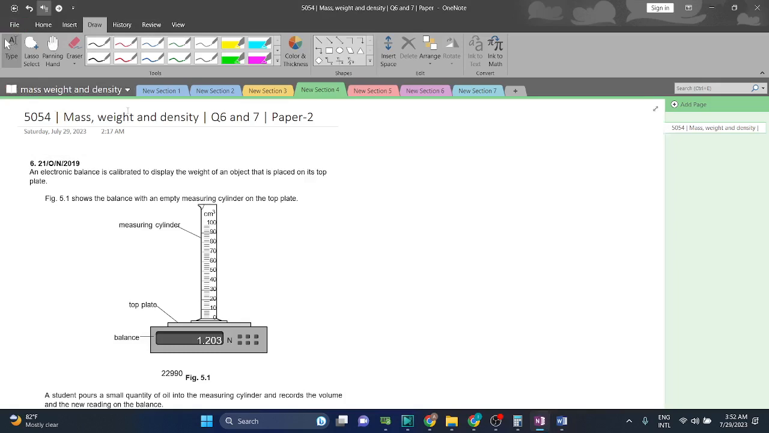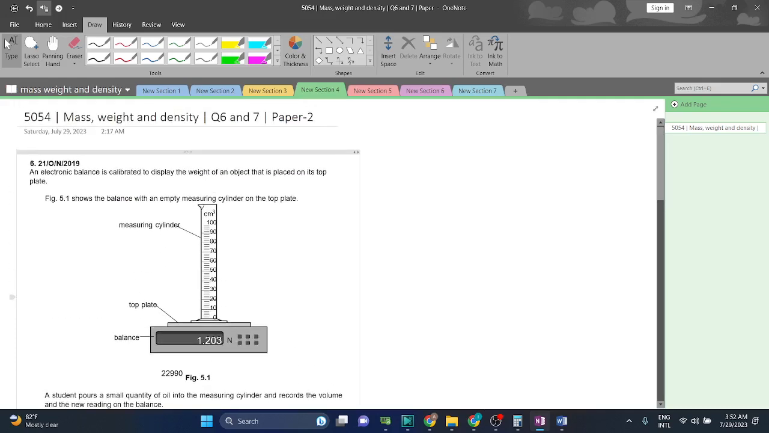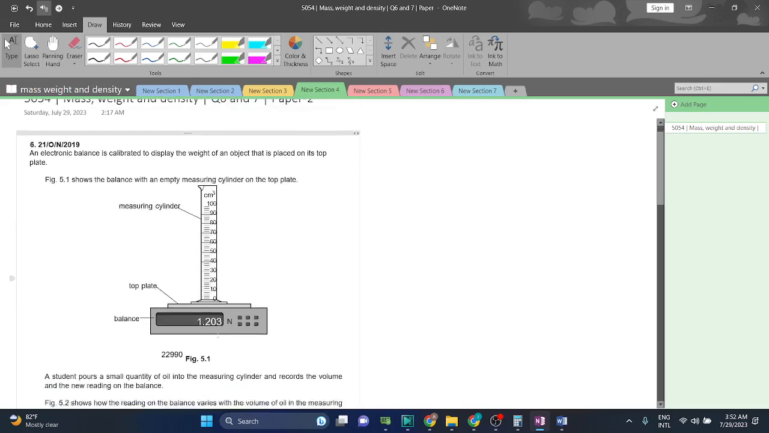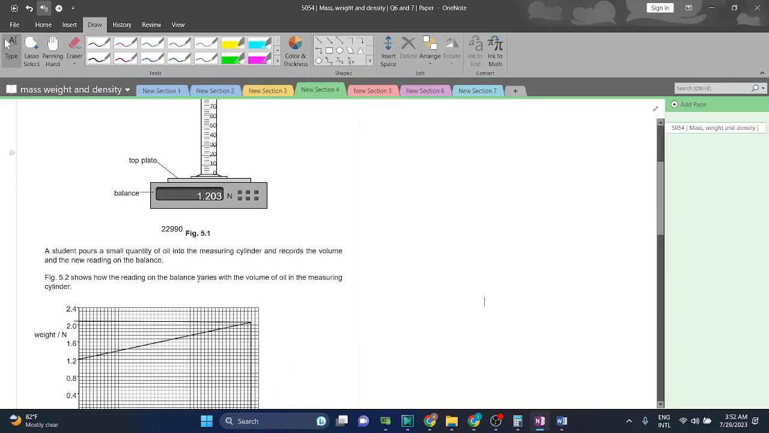Let's start. Question 6. An electronic balance is calibrated to display the weight of an object that is placed on top of its top plate. Figure 5.1 shows the balance with an empty measuring cylinder on the top plate. ये आपको एक empty measuring cylinder दिया हुआ है और empty measuring cylinder का of course एक weight होगा, which is 1.203 newtons. A student pours a small quantity of oil into the measuring cylinder and records the volume and the new reading on the balance.